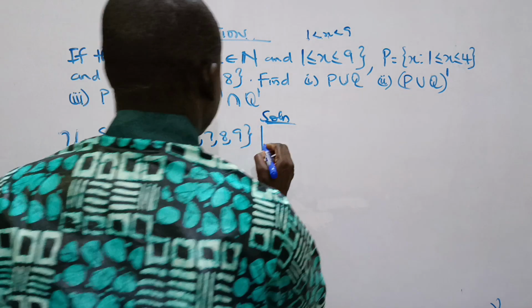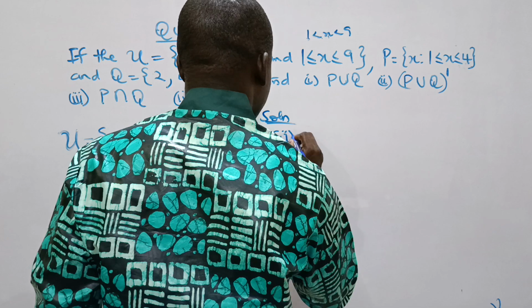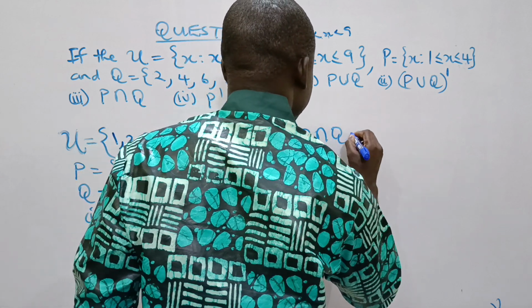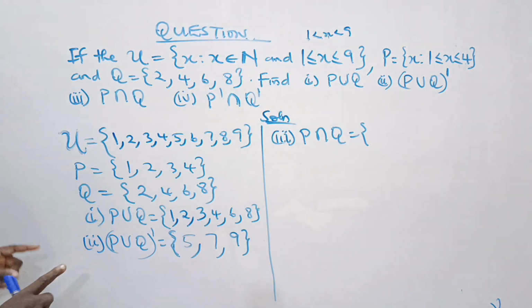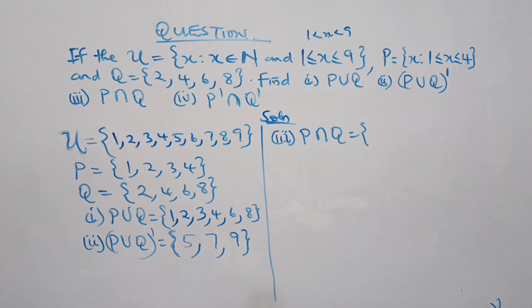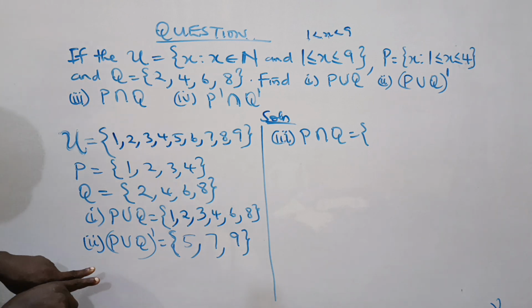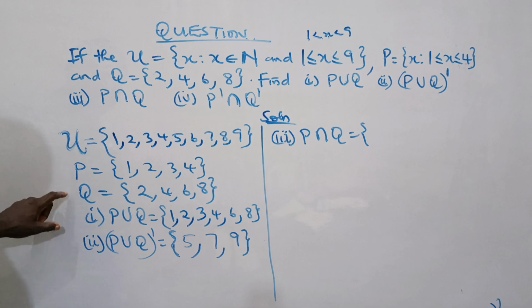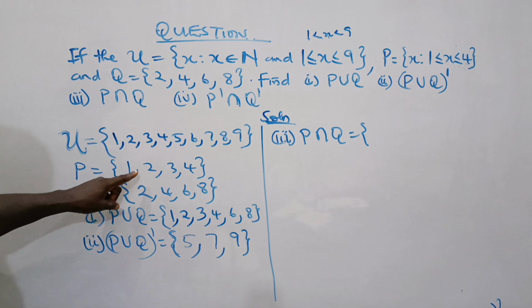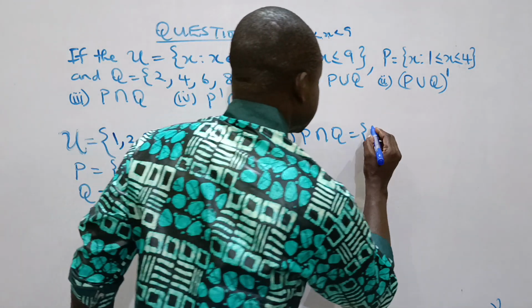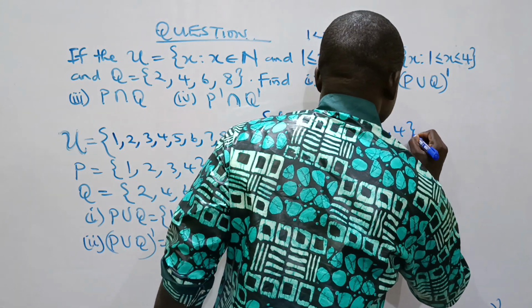Then we go ahead and solve the third one, where we have P intersection Q. Intersection simply means the element must be in both P and Q. The element must be in both. So when we look at P and Q, how many elements are common? Only 2 and 4. So P intersection Q will be 2, 4.